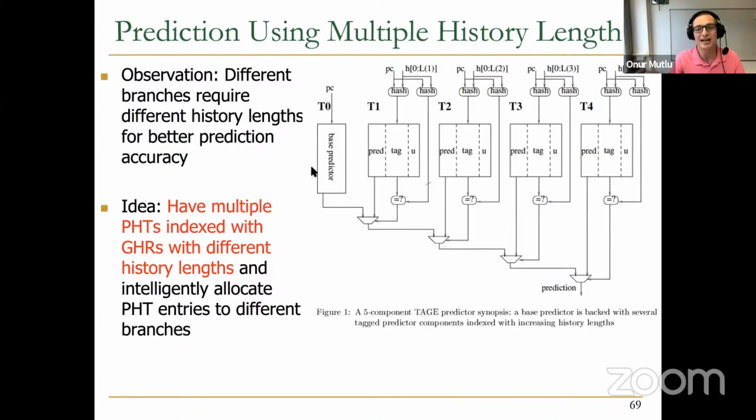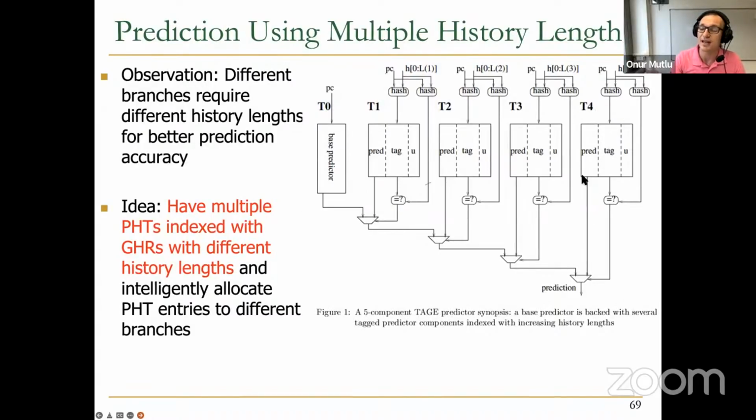And this is what it looks like. I'm not going to go into the details of it. For example, there's a base predictor, which is indexed using PC, another predictor that's using small history lengths, another predictor using large history lengths. In this particular case, they propose a geometric history length, where the history length follows a geometric series. So you can easily get to 1,000 history lengths, for example. And these tables actually can be small because they're not 2 to the history length entries, because they're tagged in this particular case. And then the prediction is based on the confidence that you have.